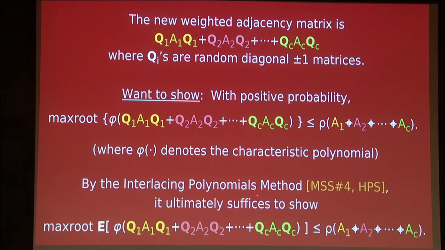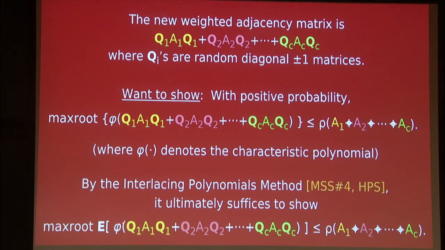Now, if you've never seen this interlacing polynomials method before, it would make no sense that understanding this would have anything to do with this. Here, you pick a random matrix, you look at its maximum root. Here, you look at the characteristic polynomial, average those to get a new polynomial, and then look at its maximum root. It's not clear that averaging characteristic polynomials is going to help you understand anything, but that's the magic of the interlacing polynomials method. All this interlacing happens, and it turns out that in order to prove this, it suffices to study the maximum root of this expected characteristic polynomial. So you have to take that on faith.